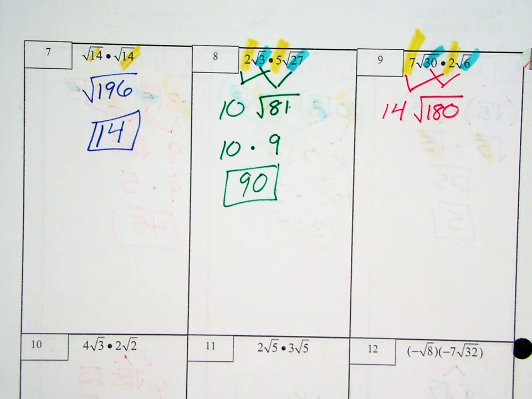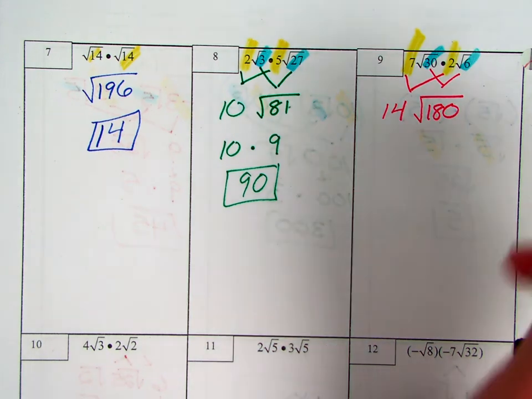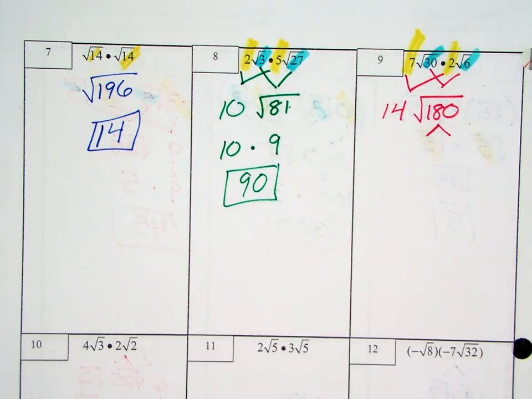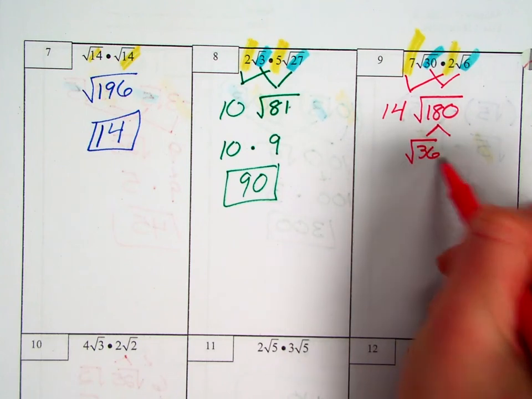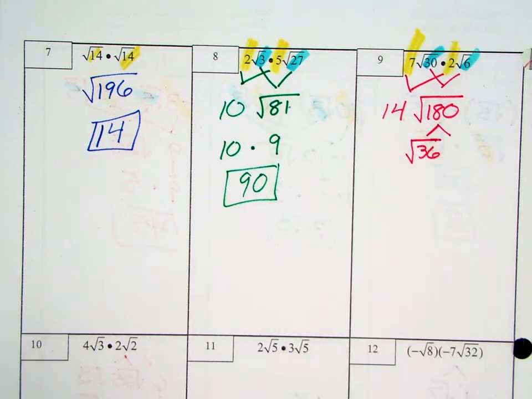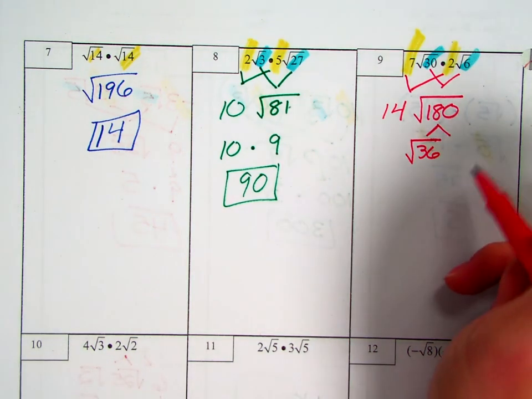We don't stop here because we need to make sure it's in simplest form. And 180 does have a perfect square that goes into it evenly. The largest perfect square is 36. So if you had used 9, it wasn't the largest, which is why you're not going to get the same answer as me. You need to use the largest perfect square.